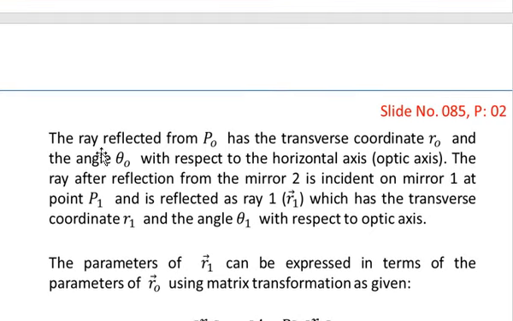So this is what I have stated in this paragraph, that the ray reflected from P0 has the transverse coordinate R0 and the angle theta0 with respect to the horizontal axis or the optic axis. The ray after reflection from mirror 2 is incident on mirror 1 at point P1 and is reflected as ray 1, represented by the vector R1, which has a transverse coordinate R1 and the angle theta1 with respect to the optic axis.